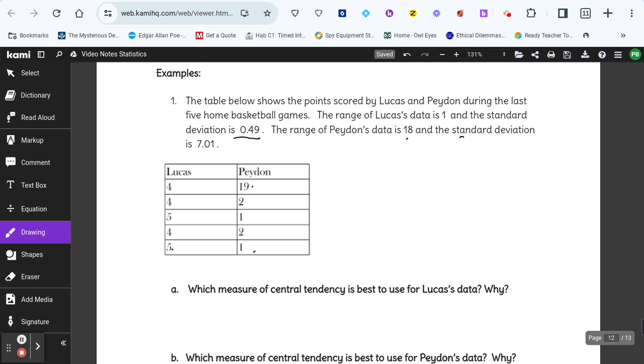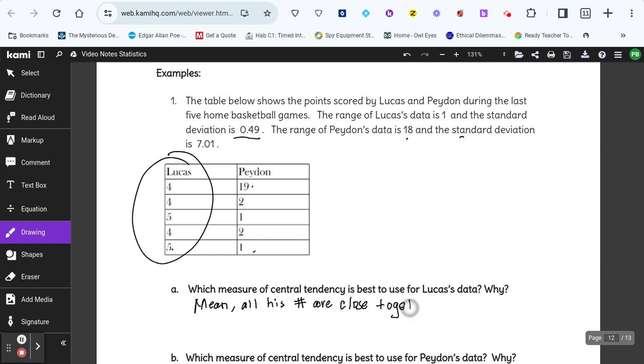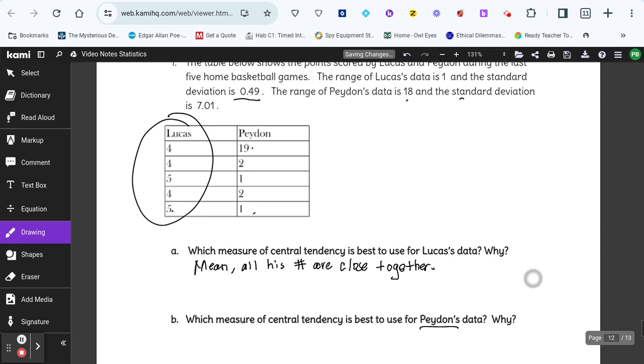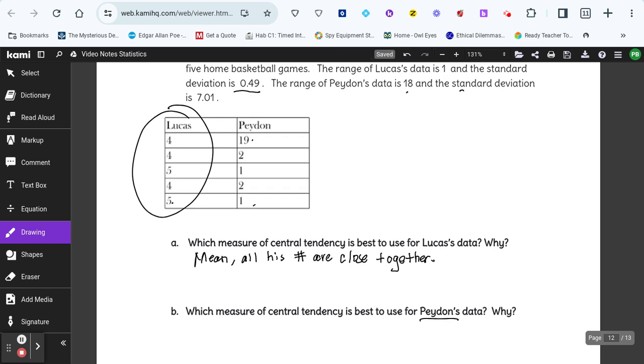So which measure of central tendency is best to use for Lucas's data? Well, for Lucas's data, I would use the mean. Why? Because all these numbers are close together. Which measure of tendency do we use for Peyton's data? For Peyton's data, I'm definitely going to use the median.